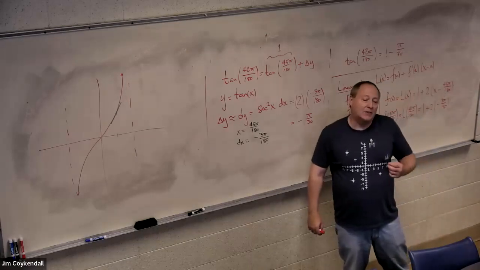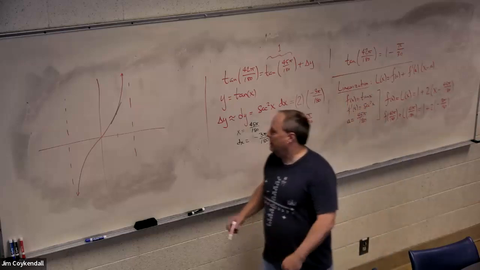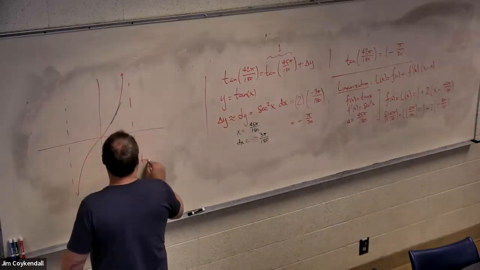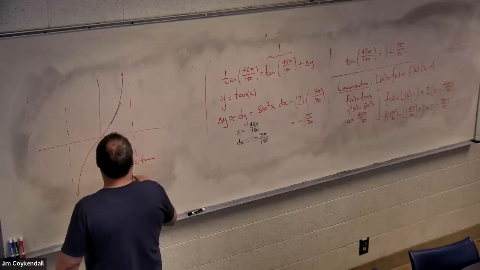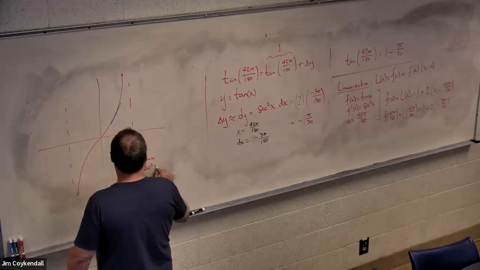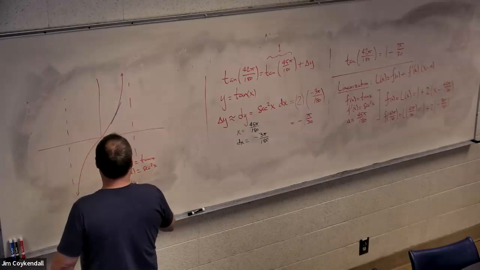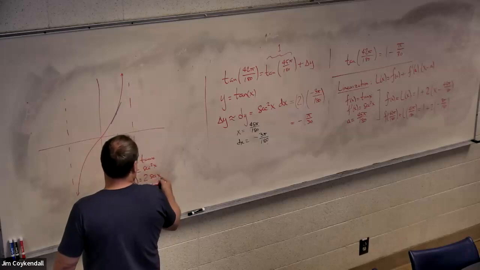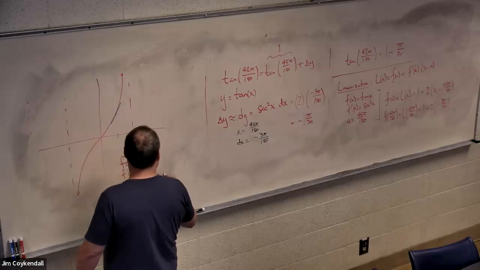Because the blue tangent line is actually under the curve. So f of x is tangent x. F prime of x is secant squared of x. And f double prime of x is 2 secant x times the derivative of secant, which is secant tangent.